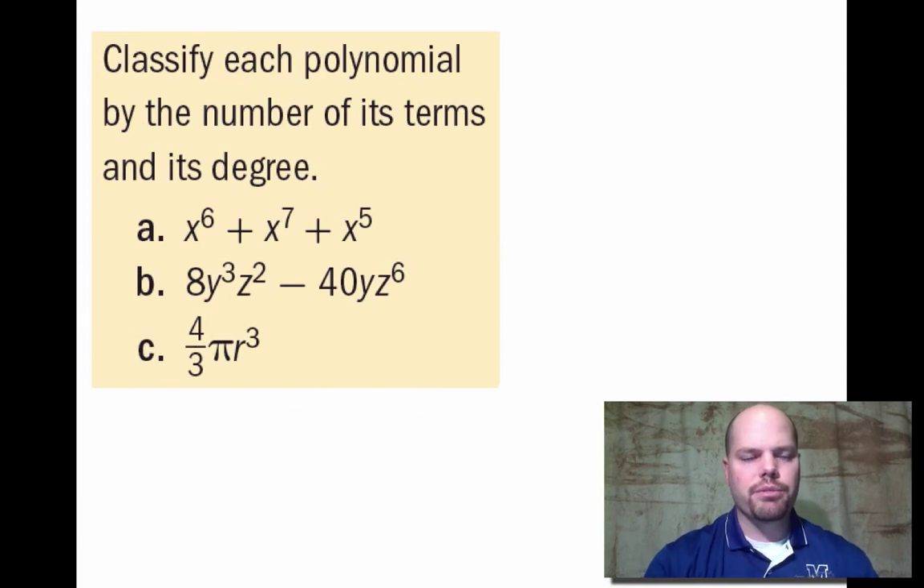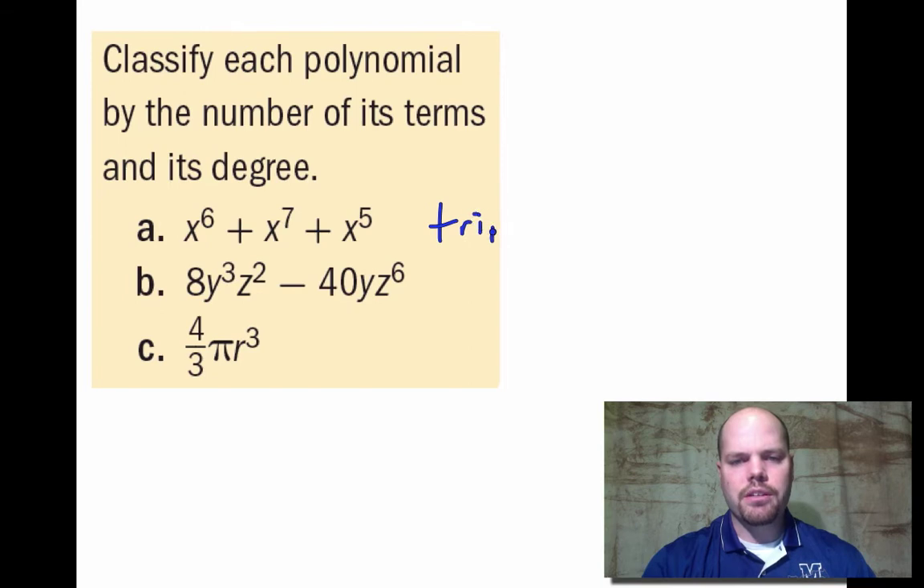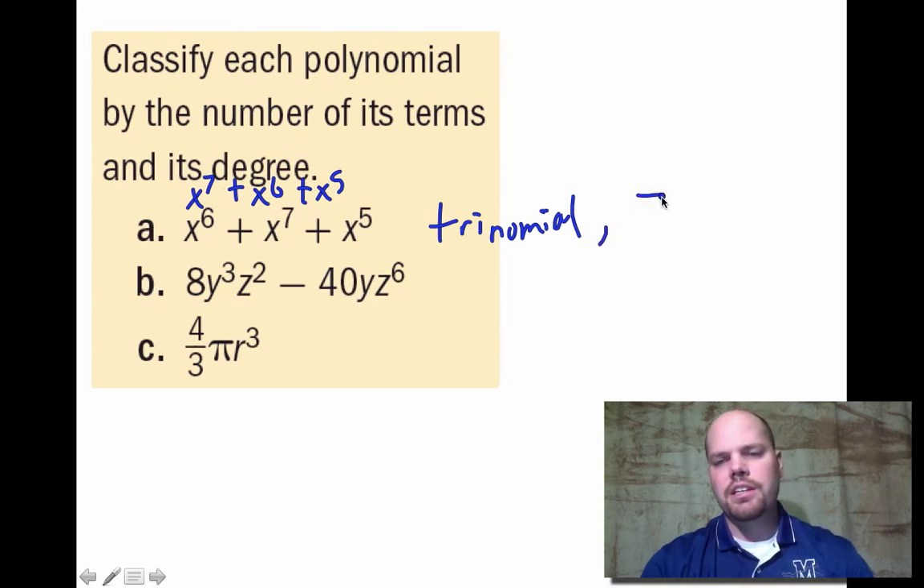Alright, so let's try 3 more here. Classify each polynomial by the number of its terms and its degree. So this one, by the number of its terms, has 3 terms, so it is a trinomial. And what is the degree? Well, it's not in standard form. We would rearrange this to be x to the 7th plus x to the 6th plus x to the 5th. You don't have to do that, but if you do that, you would want the highest power first in decreasing order, so you can see that it's a 7th degree.